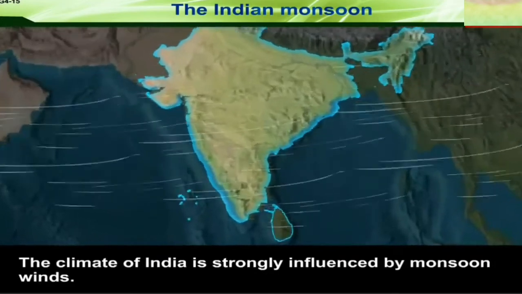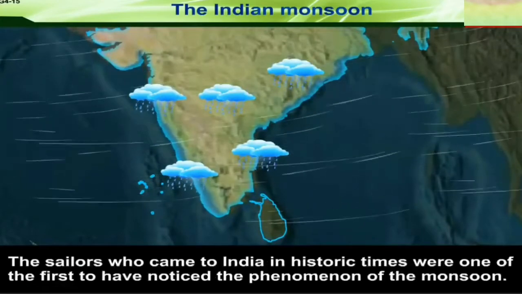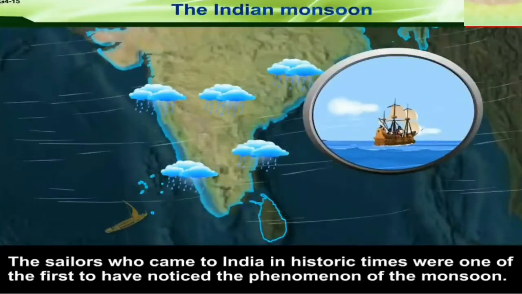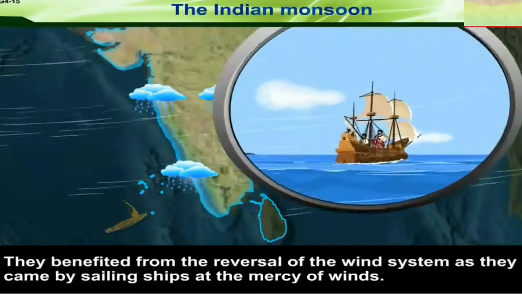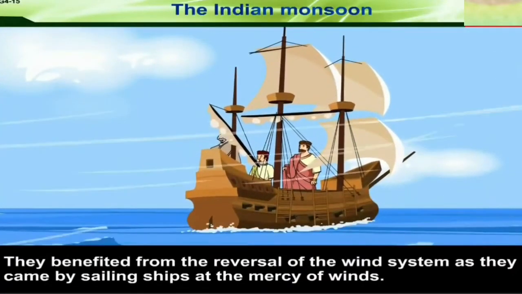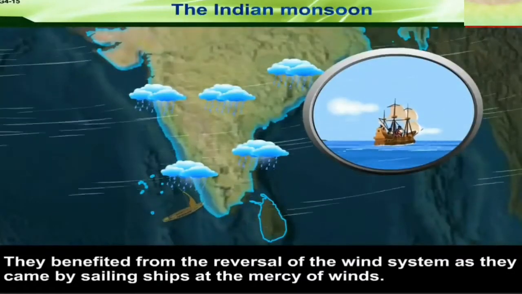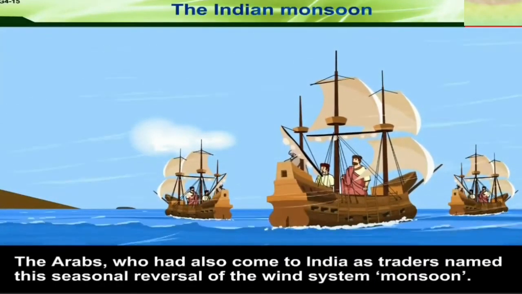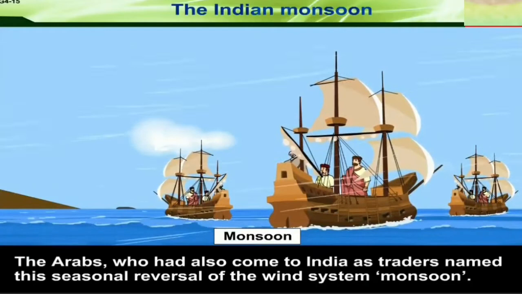The Indian monsoon. The climate of India is strongly influenced by monsoon winds. Sailors who came to India in historic times were among the first to have noticed the phenomenon of the monsoon. They benefited from the reversal of the wind system as they came by sailing ships at the mercy of winds. The Arabs, who had also come to India as traders, named this seasonal reversal of the wind system monsoon.